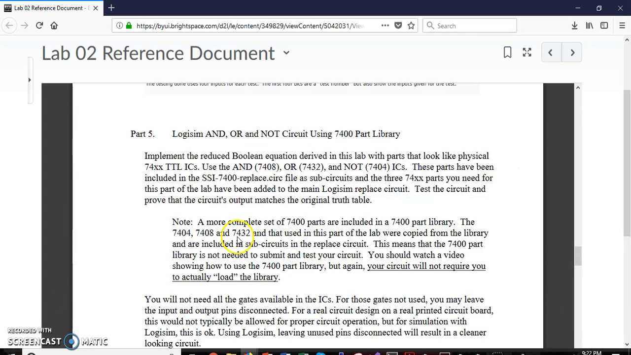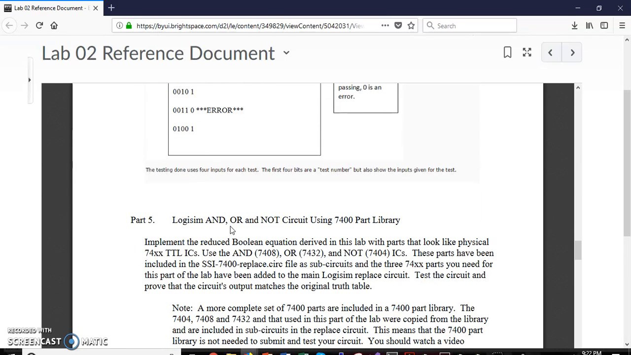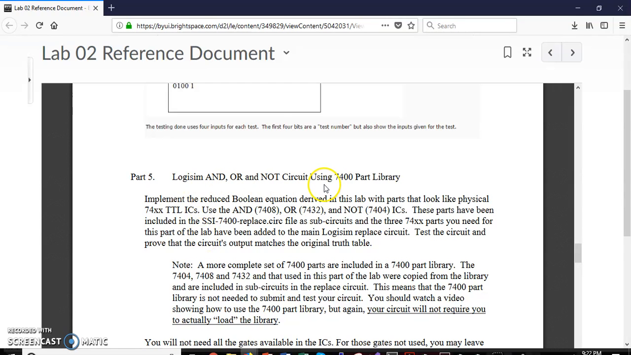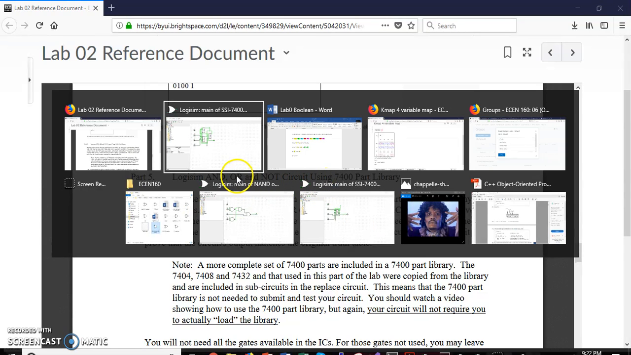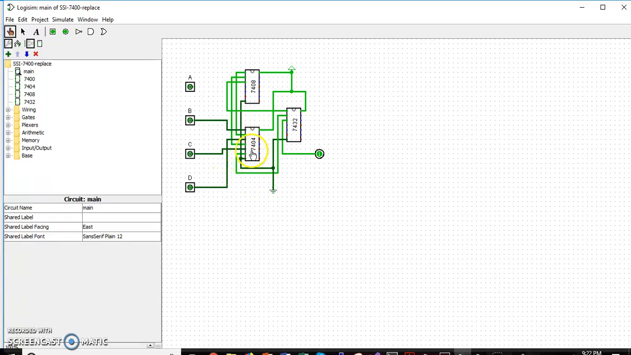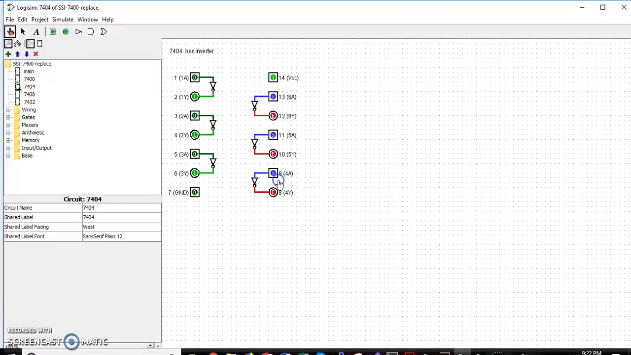So the next part of our assignment, or rather our lab, was to build the circuit using the 7400 library. So the first part looks like this. I'm not going to go into super tons of detail here, but basically the 7400 chips are all basically packs of gates. So you see here we have 6 inputs, and each one has an inverter on it. So the 7404 is just a hex inverter.